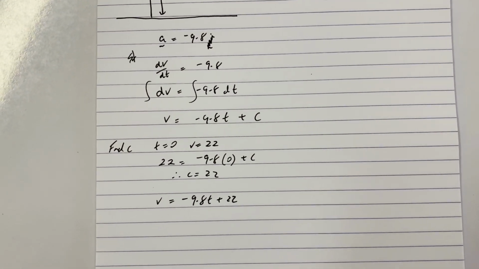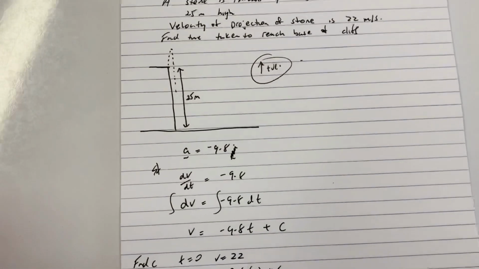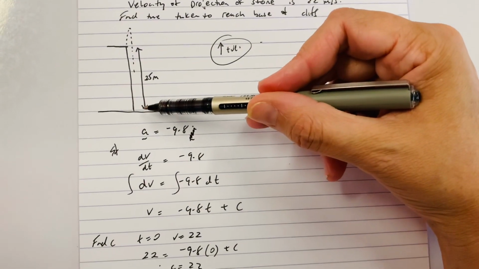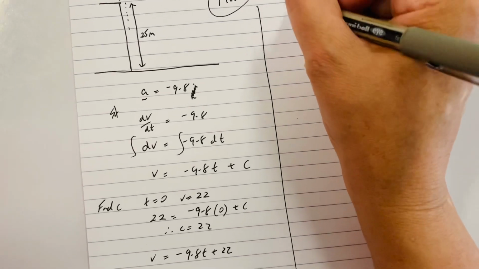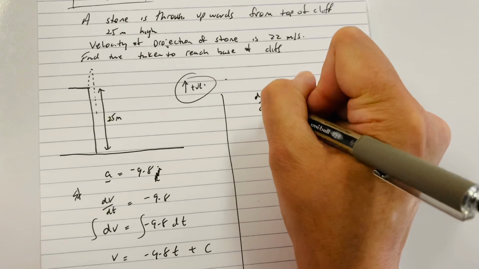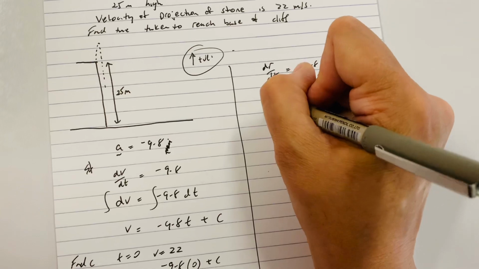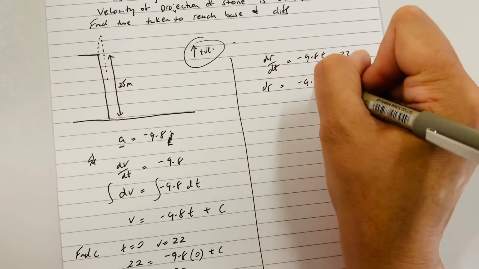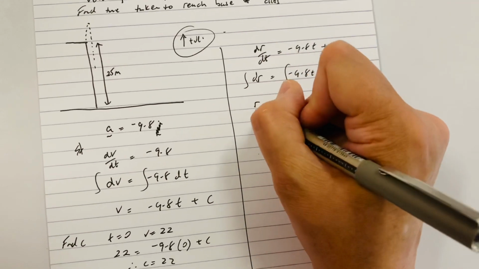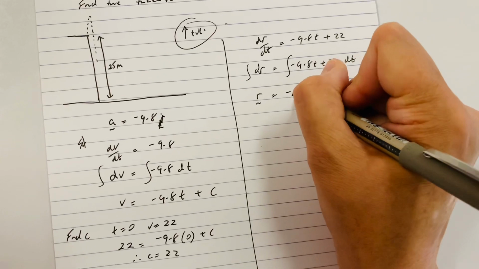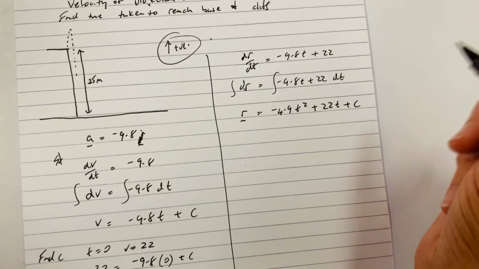Now what we need is we want to know how long it's going to take to reach the bottom. So we're going to need position. So v equals dr/dt equals negative 9.8t plus 22. So dr equals negative 9.8t plus 22 dt. Integrate both sides. My position vector will be negative 4.9t squared plus 22t plus c.